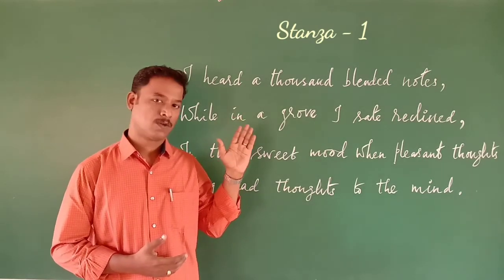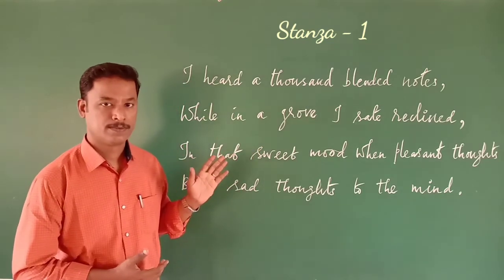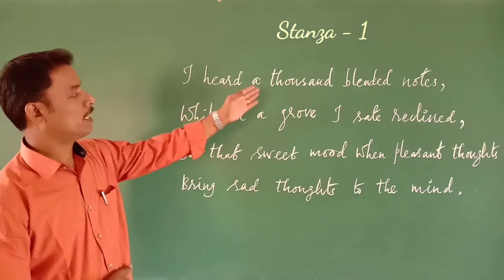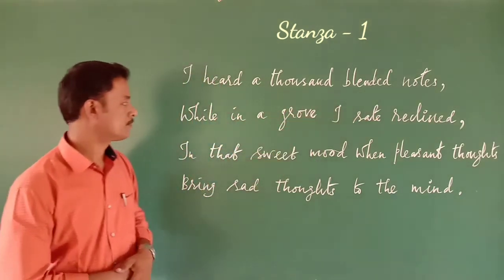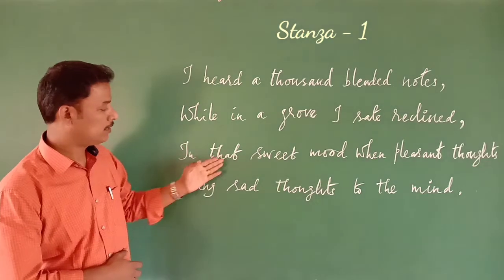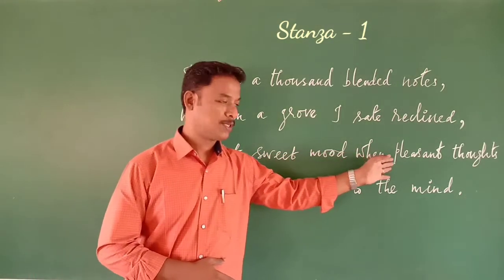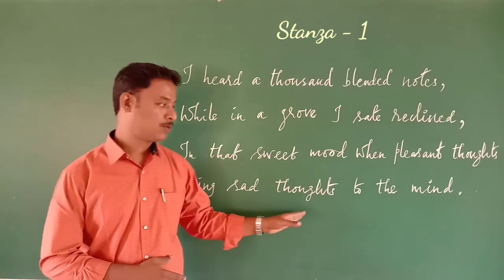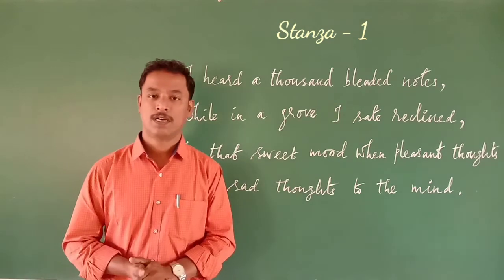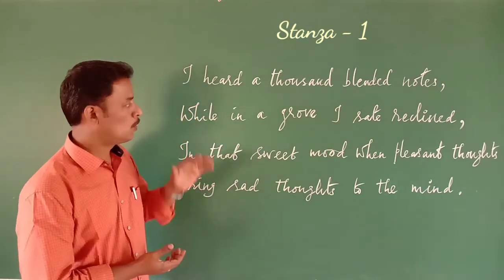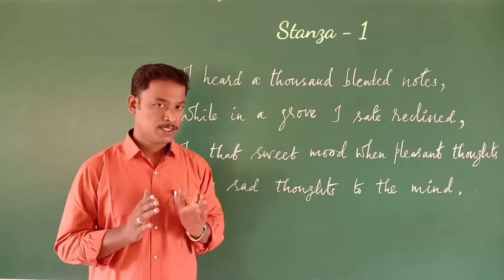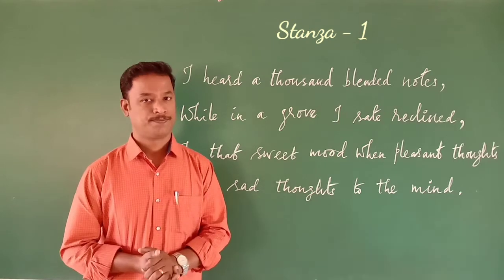The first stanza starts thus. Let me read it and you can just follow it. I heard a thousand blended notes while in a grove I sate reclined, in that sweet mood when pleasant thoughts bring sad thoughts to the mind. The term I refers to the poet William Wordsworth. Throughout this poem, the poet William Wordsworth narrates his own experiences with nature.